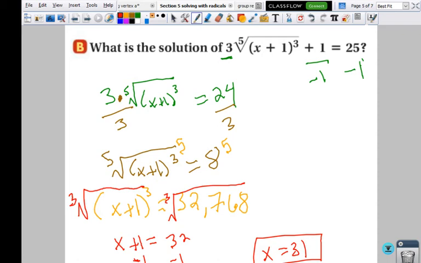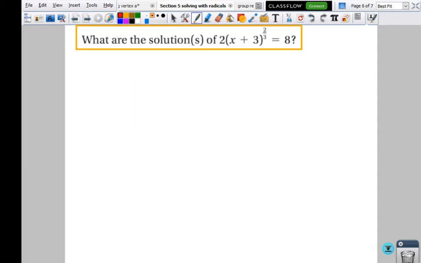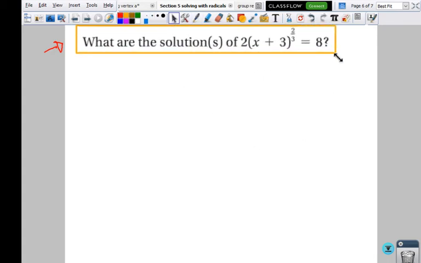All right, your turn. I want you to, on your own, solve this. And I'll give you a hint. On this one, you're going to have to convert it into radical form.